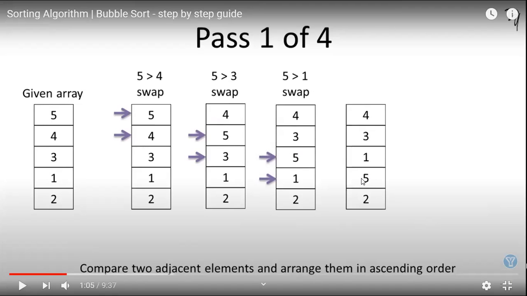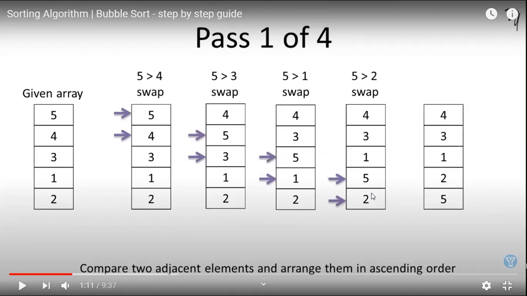Again, the last step at the end of pass 1, we have to compare 5 and 2. What will happen? I'm checking 5 and 2. Obviously, I need swapping because it is not in perfect order. So I'm just swapping. This is the end. So this is the given array.